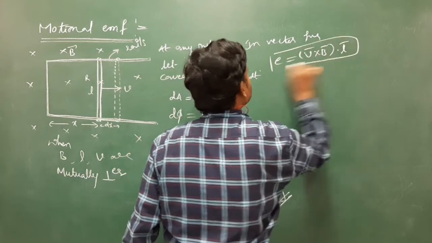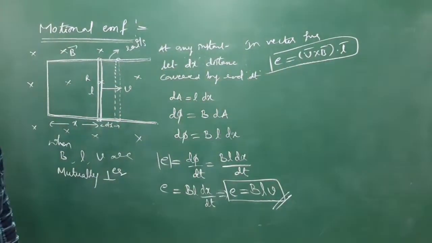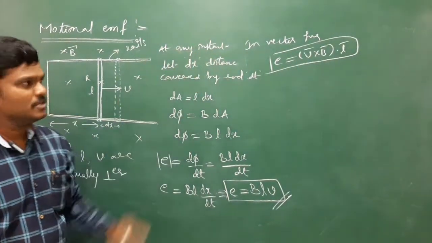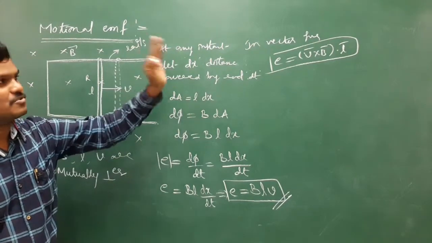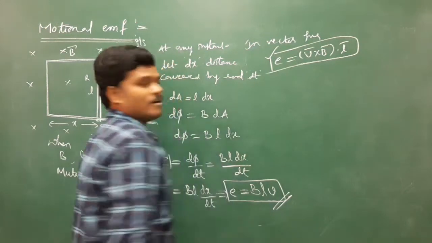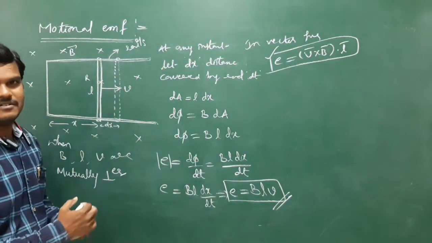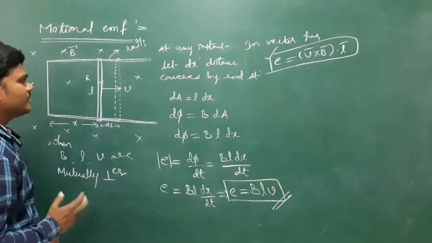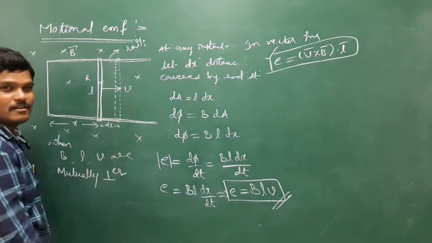So this is the motional EMF in vector form. If possible, I am going to derive that also. So wait, I am going to show that also. V cross B dot L is the vector form, and you will see the direction. Direction is also important. Here, let us see whether all are perpendicular or not.